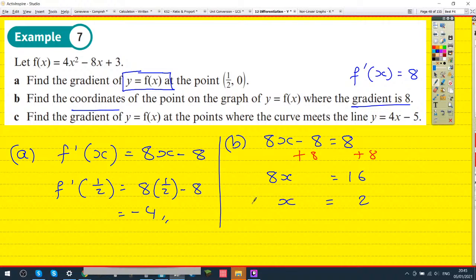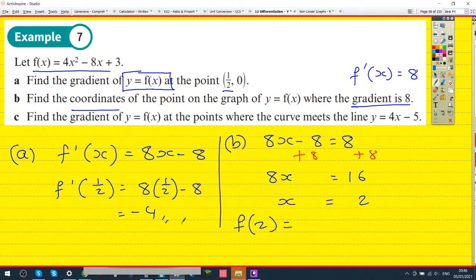So y is the f of x. When x is 2, what is y? Any idea how you do that? Isn't it like the opposite, like minus? The way we found the gradient when x was a half was we subbed a half into f dash of x. Y equals the f of x, and so if we want the y coordinate when x is 2, we sub 2 into, instead of f dash of x, which would give us the gradient, the f of x, the original.